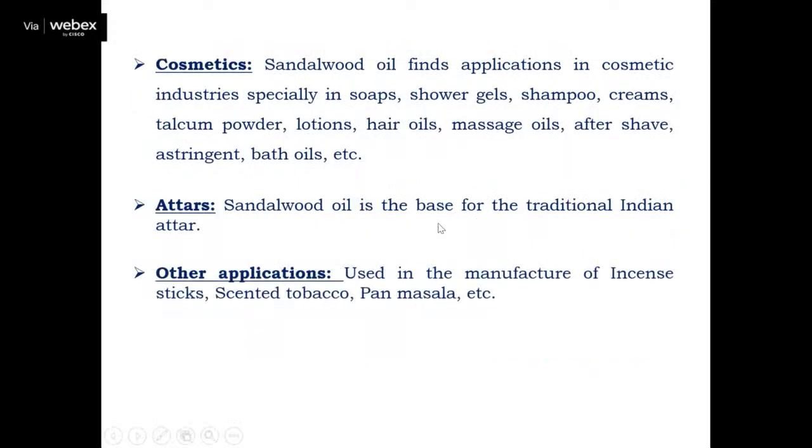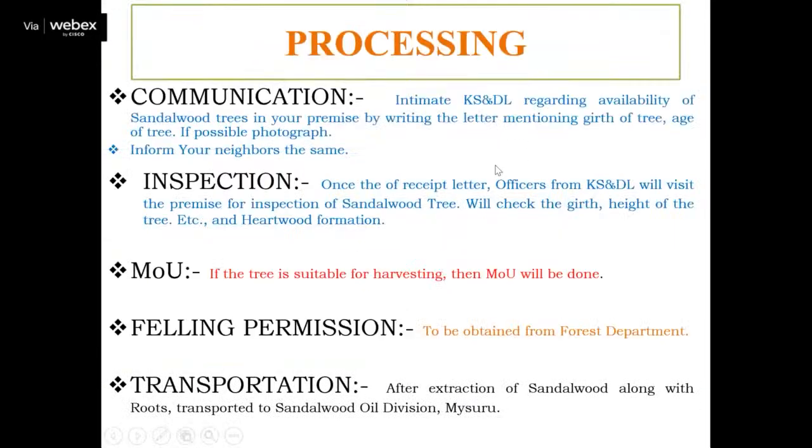And it is also majorly used in cosmetics. Sandalwood oil finds application in cosmetic industries, especially in soaps, shower gels, shampoo, creams, talcum powder, lotions, hair oils, massage oils, aftershave lotion, astringent, bath oils, etc. And then it is used in traditional attar formation in India. The other applications of sandalwood oil are in the manufacture of incense sticks, scented tobacco, pan masala, etc.